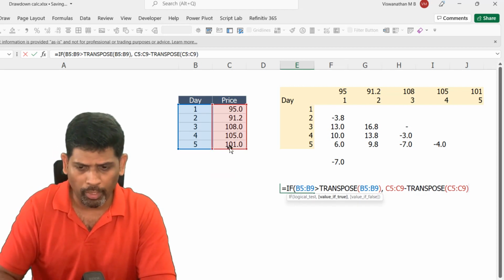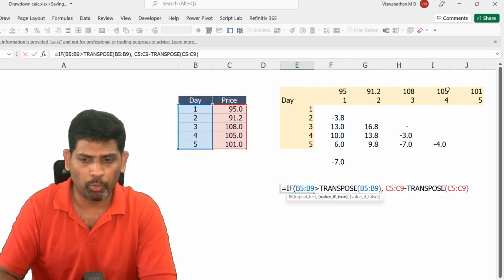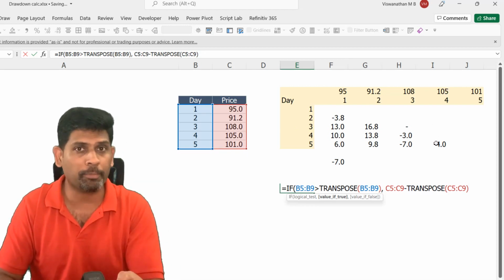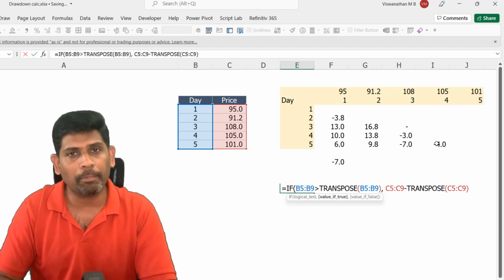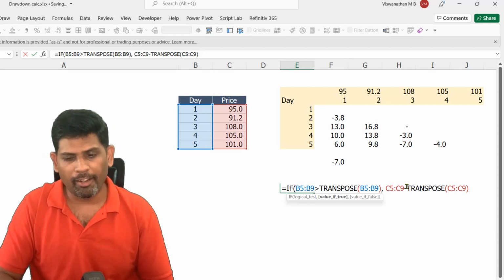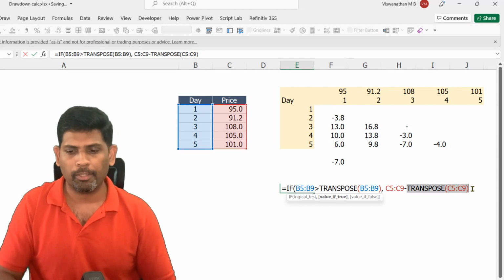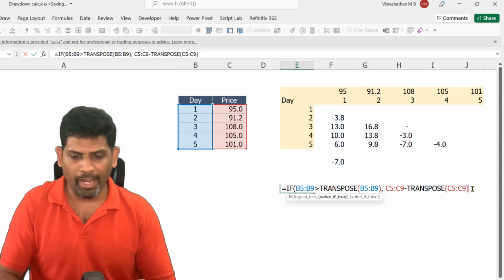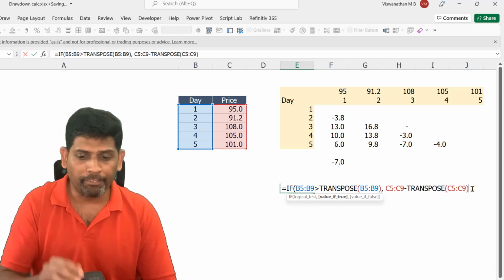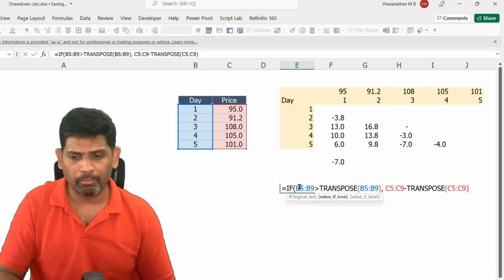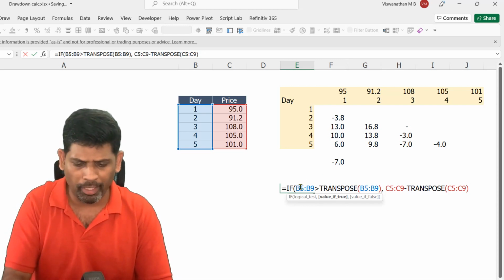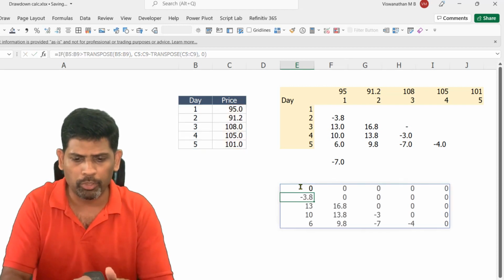I took 101, compared it with 105. So 101 minus 105. So 101 is my selling price, 105 is my buying price. And rather than creating it as a matrix, I have done it within the cell. Now take this data. What if this condition is not satisfied? Then that means I don't want to do the calculation. It's going to be comma 0. Let me close it.